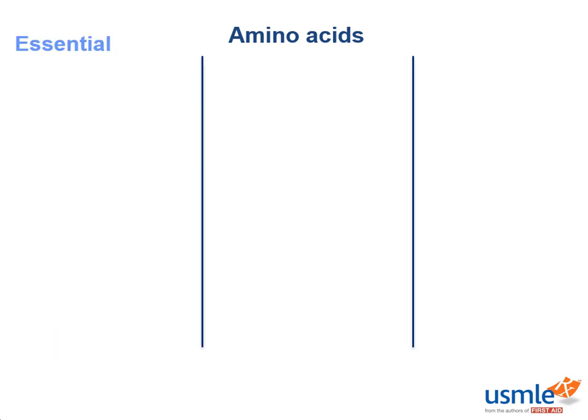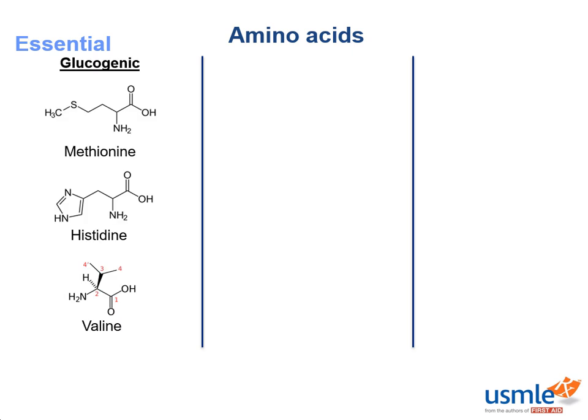So the glucogenic essential amino acids, which are amino acids that can be converted to glucose via gluconeogenesis in the liver, are methionine, histidine, and valine. You can remember this by saying, I met his Valentine and she is so sweet. Sweet as in sugar or glucogenic.